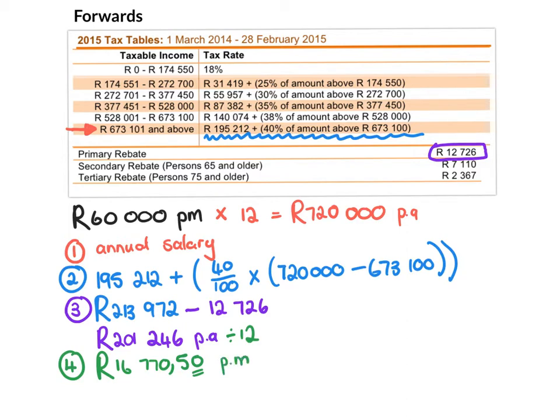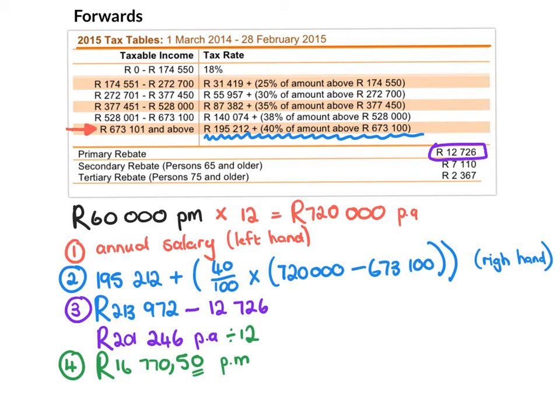So let's go through those steps again. If they give you the monthly salary, you will first of all need to find out what the annual salary is. Once you have the annual salary, you will look in the left-hand column to see where that fits into. The right-hand column will then give you the formula that you need to use. Once you found the answer by using the formula, you will subtract the rebate. And if they ask for the monthly tax, you will then have to divide by 12. Now that you know tax forwards, let's do tax backwards.